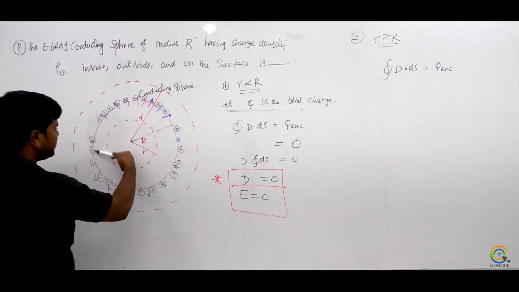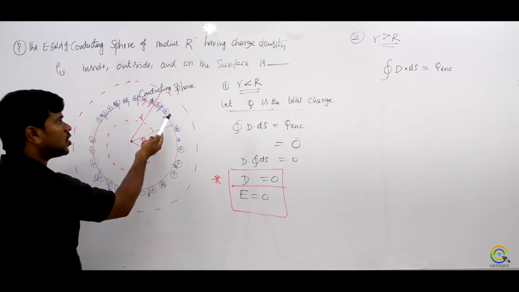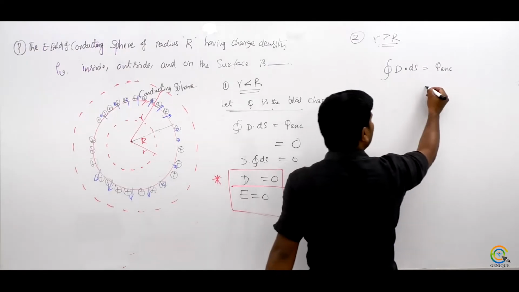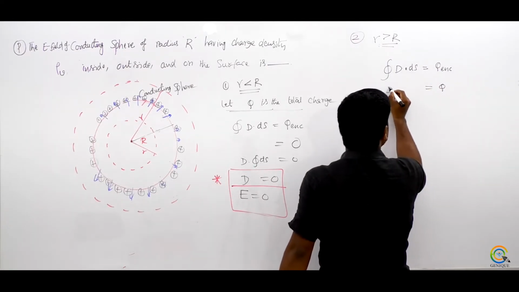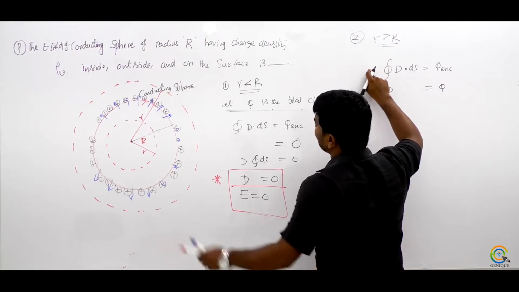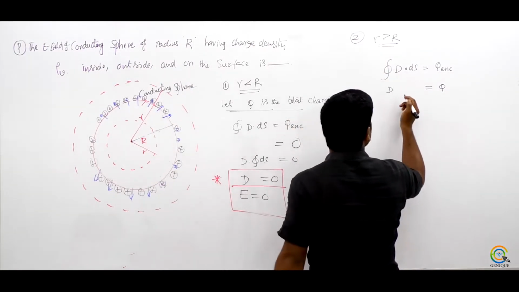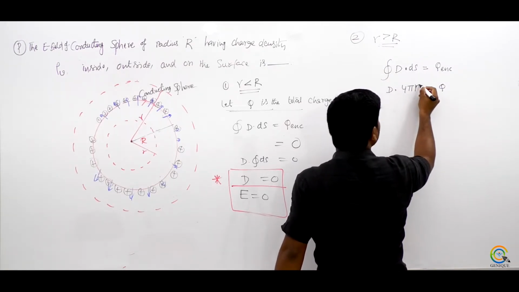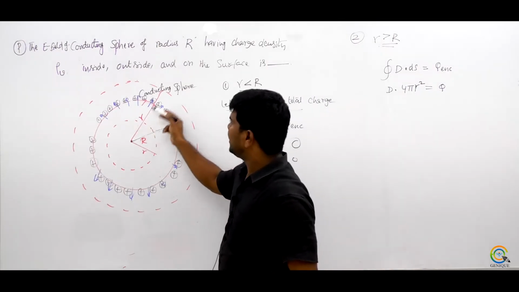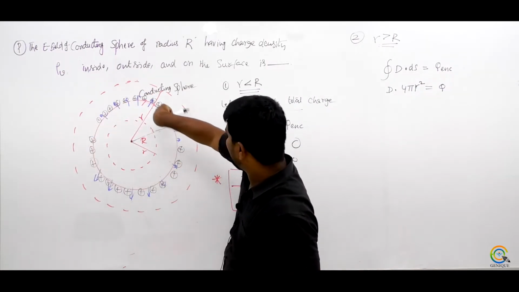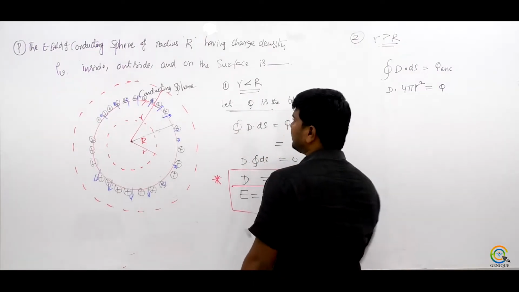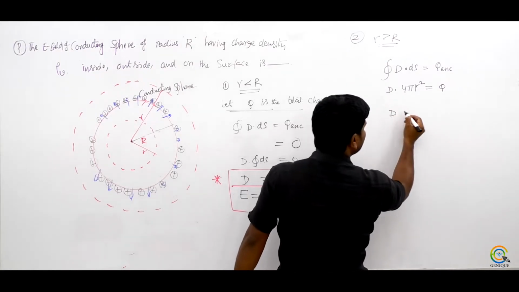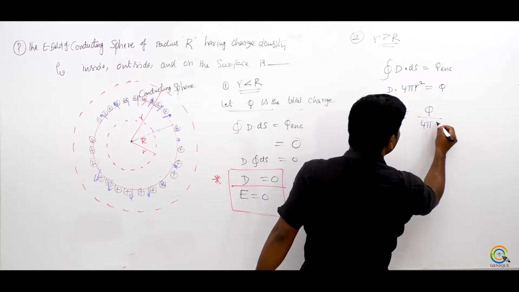The total charge is this one only. The total charge is accumulated. The total charge has reached the surface of the sphere. So this is equivalent to Q. Because D is the same everywhere on this Gaussian surface, D into the integral dS is 4 pi small r square. It is the radius. So on this surface D is the same, so I have to take this Gaussian surface area. So D is equal to Q divided by 4 pi r square.